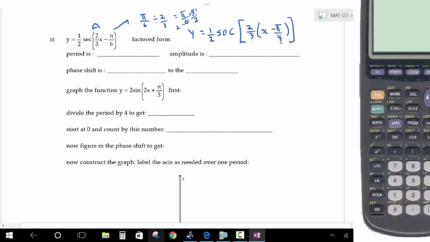You may end up with one of these things where you're on a funny location. Okay, so the period is 2 pi divided by the coefficient of x. So that's going to be 2 pi times 3 over 2. That's going to cross out, so that's going to leave a period of 3 pi. Amplitude, we don't have one. Now we do on the cosine wave. Phase shift is going to be this number. So that's going to be pi over 4 to the right.